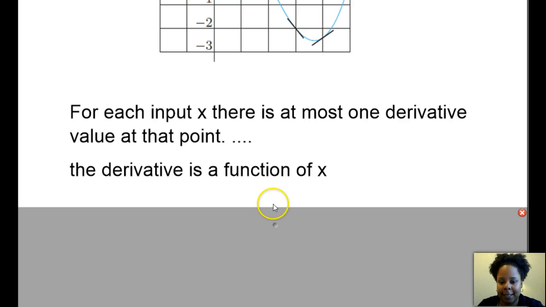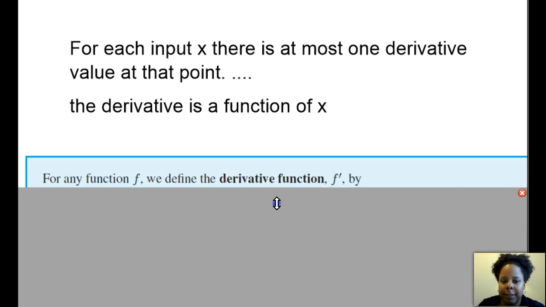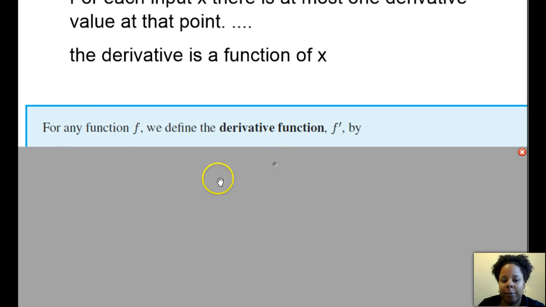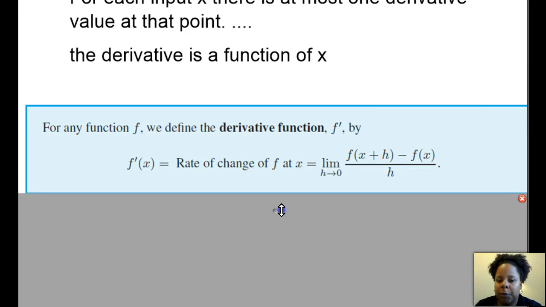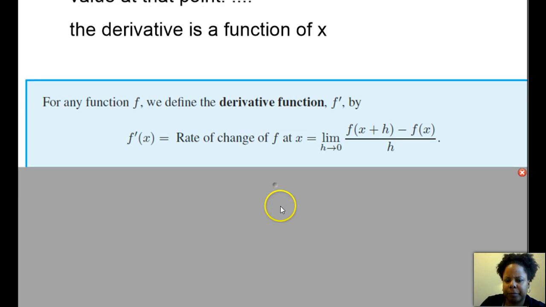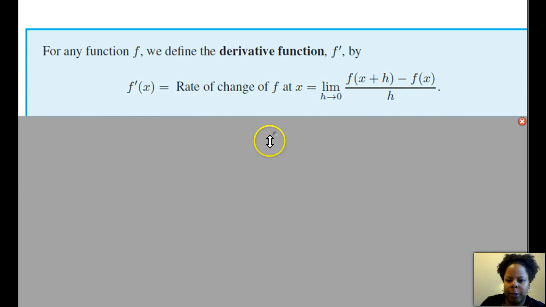To define this function, the derivative, if we have an original function f, we define the derivative function f prime to be a function based off x, where each output value is the rate of change of f at x. And we can also describe it using this limit definition of the difference quotient, which ends up being the slope of the tangent line as we take the limit as h goes to 0. So now we have a way to define the derivative function.